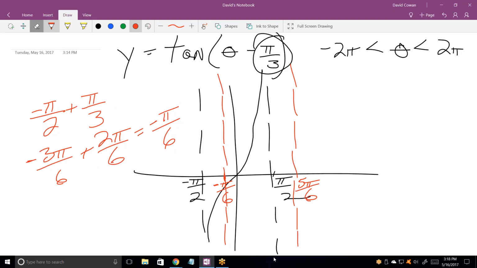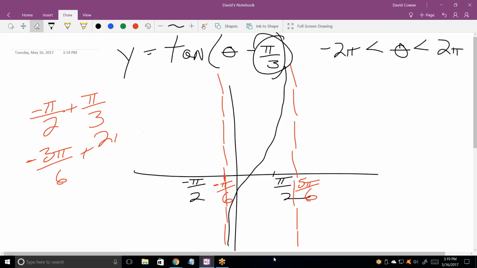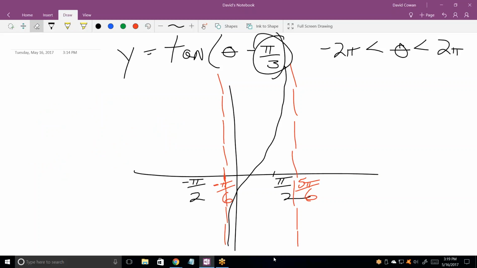And let's erase the black line. I don't need the black line anymore. That was tangent of theta, not tangent of theta with a phase shift. And my curve is going to go like that. And the only thing is that that curve goes from minus pi over 6 to 5 pi over 6. And they want me to graph it in the domain that they have given me.